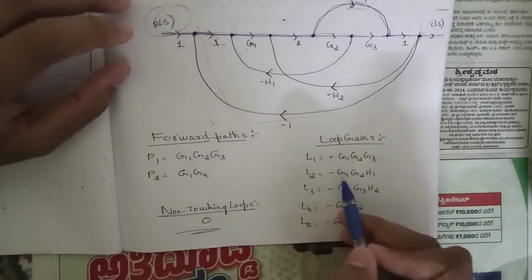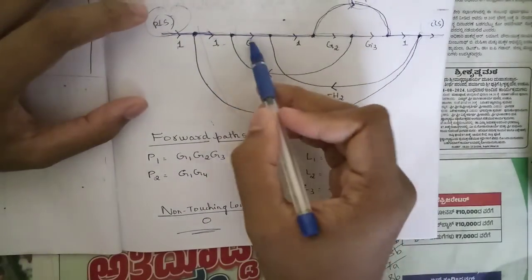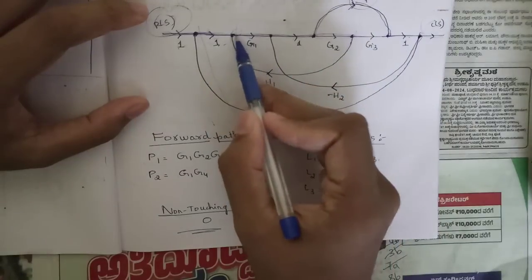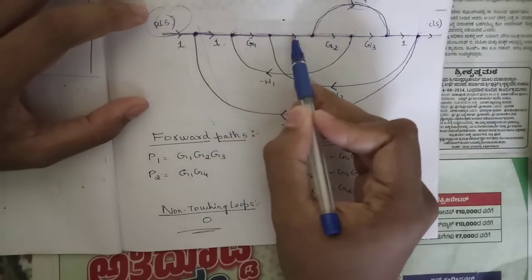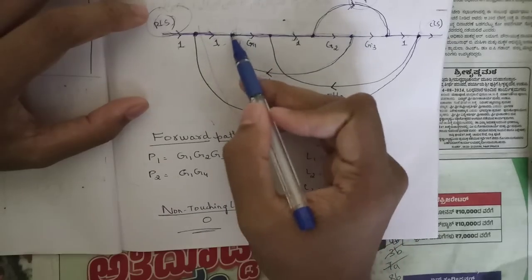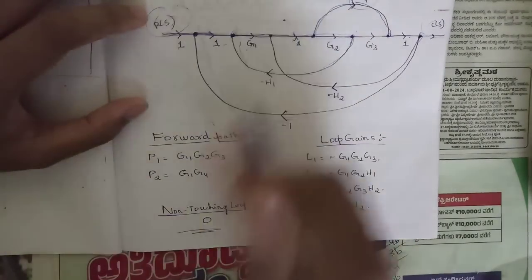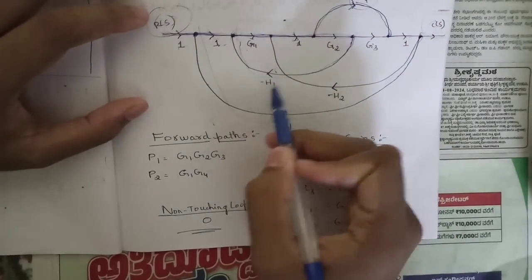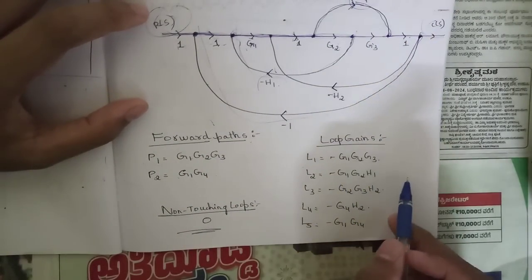The second loop L2 is minus G1, G2, H1. That is the second small loop here. It starts from here at G1, moves in the direction of G2, and from this point again it comes back to the starting point: G1, G2, minus H1. So that's why minus G1, G2, H1.